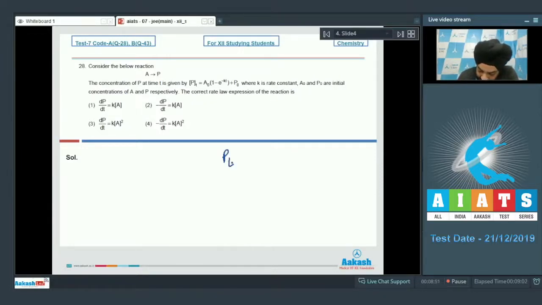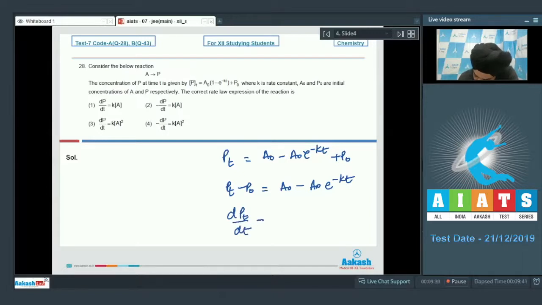So students, we have been given Pt is equal to A naught minus A naught e to the power minus kt plus P naught. So we can rearrange it. So we have Pt minus P naught is equal to A naught into e to the power minus kt. So we can just differentiate, students. So we're going to have dPt by dt is equal to, the differential of the constant will be 0, students. So we're going to have minus A naught into e to the power minus kt into minus k. So this will be equal to k into A naught e to the power minus kt.